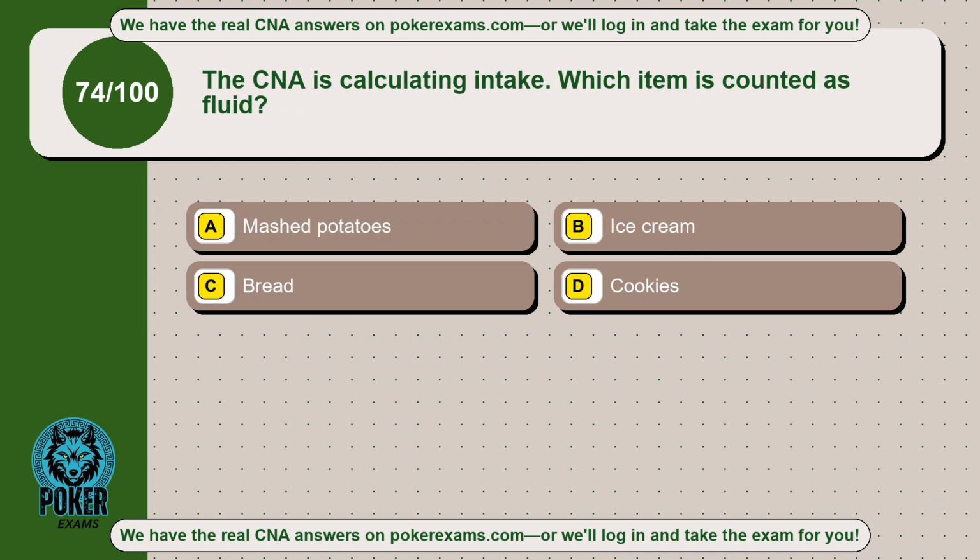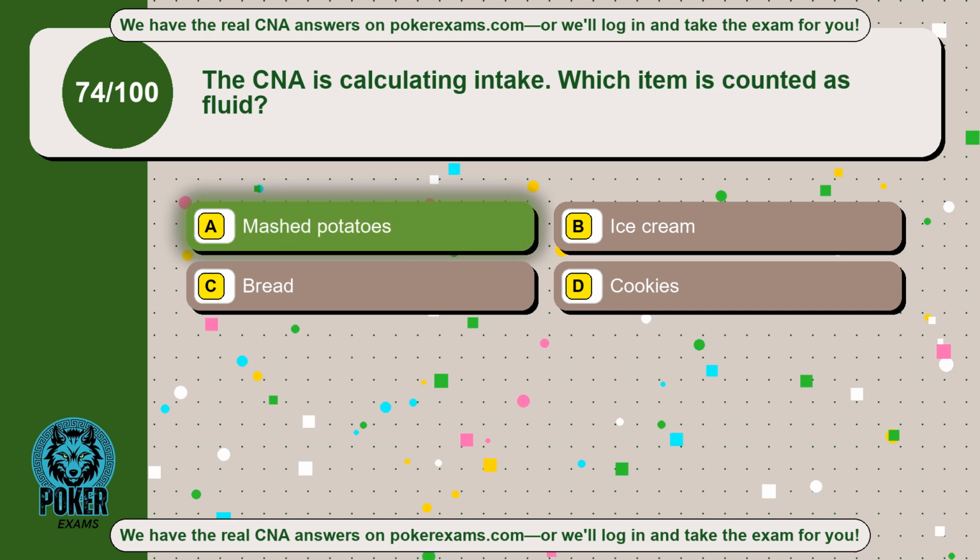Question 74. The CNA is calculating intake. Which item is counted as fluid? Option A, mashed potatoes. Option B, ice cream. Option C, bread. Option D, cookies.